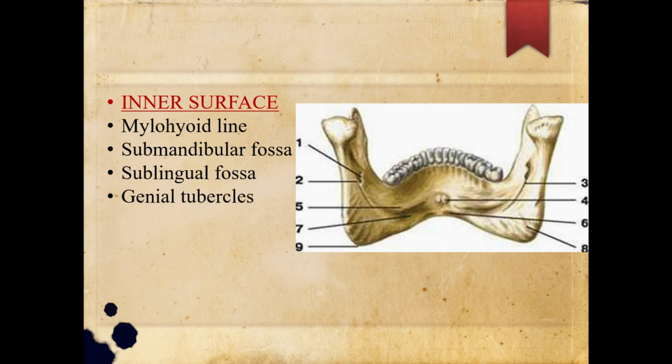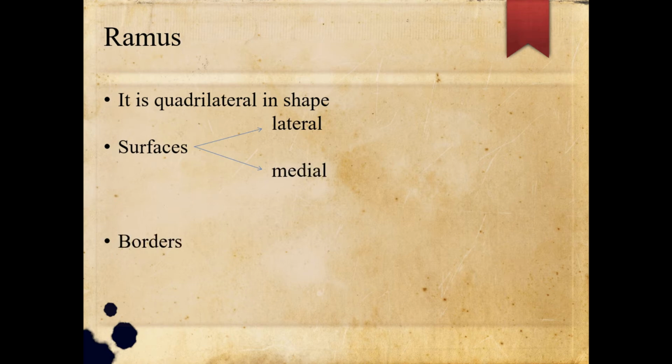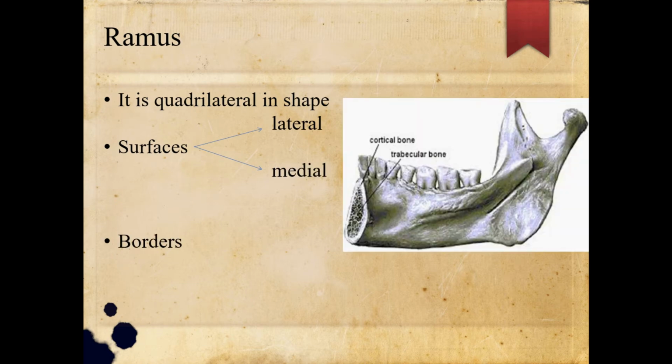The genial tubercles. The posterior surface of the symphysis menti is marked by 4 small elevations called the superior and inferior genial tubercles. The ramus. It is quadrilateral in shape. It has two surfaces, lateral and medial, and 4 borders.